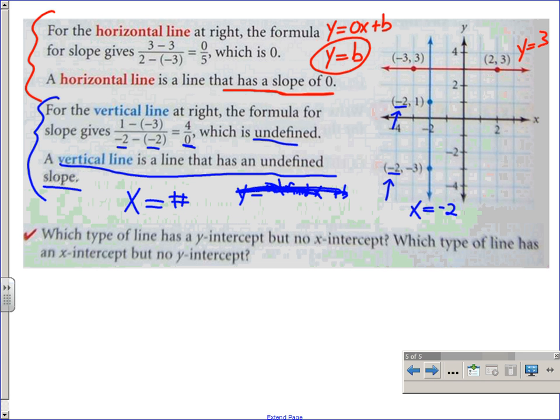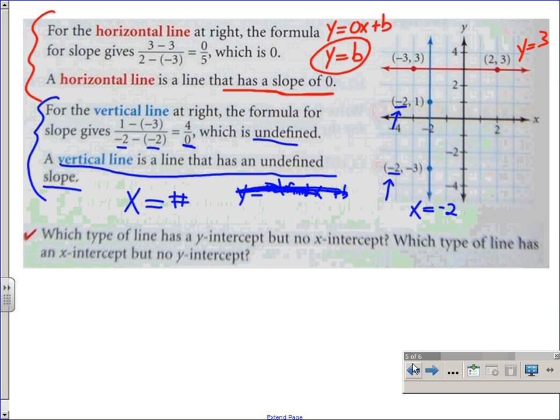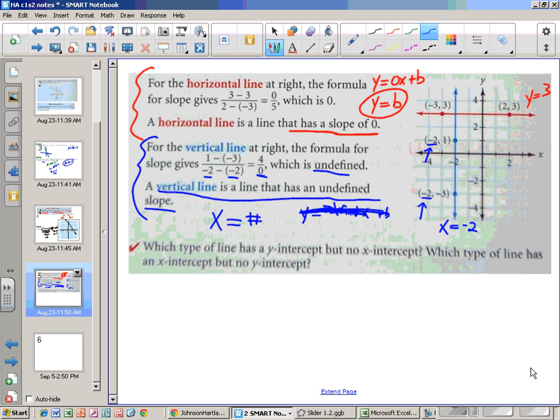You can read these questions and try to answer them. If you're not sure of the answer, ask the next day of class, or in this case, you can just ask me. I'm right here. Okay, that's the end of the notes for section 1.2.